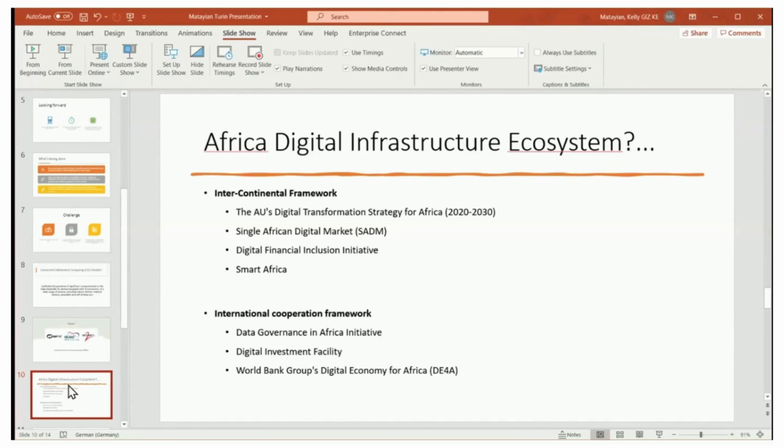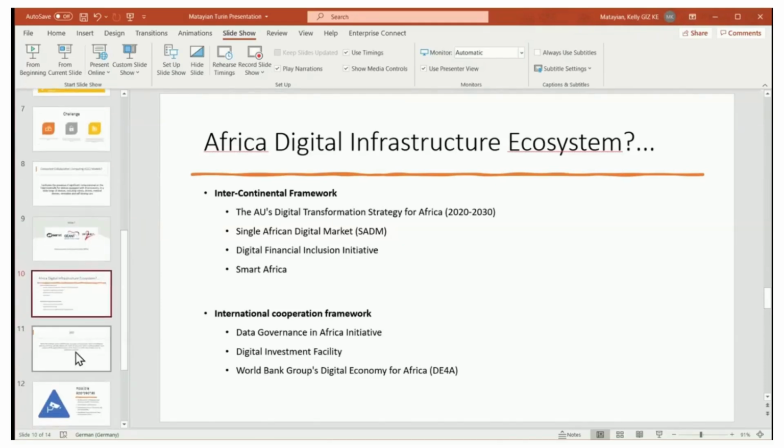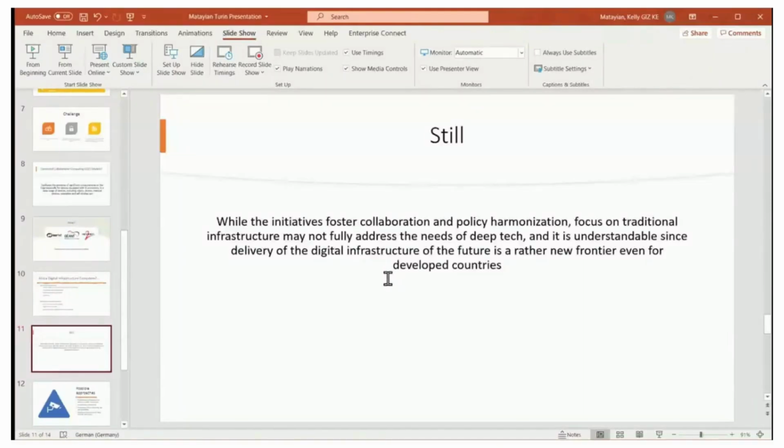At the international level, we do have international cooperation frameworks such as the Data Governance in Africa Initiative, ourselves, the Digital Investment Facility, and the World Bank Group's Digital Economy for Africa. And while all of them still foster collaboration and policy harmonization, focusing on traditional infrastructure, these may not fully address the requirement for deploying deep technology across the continent.